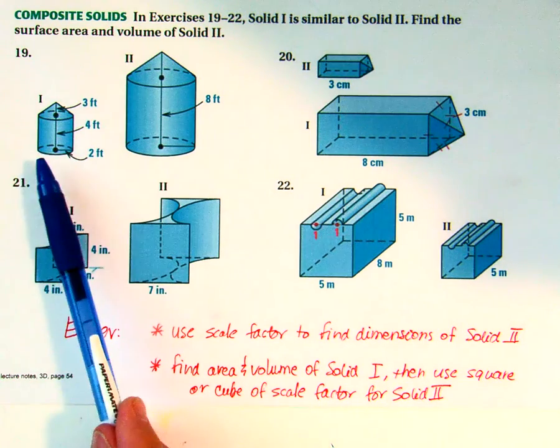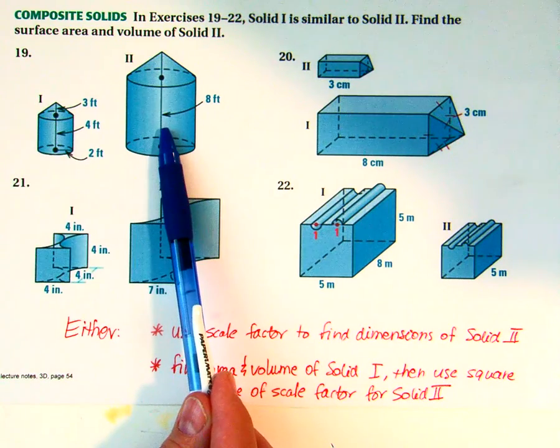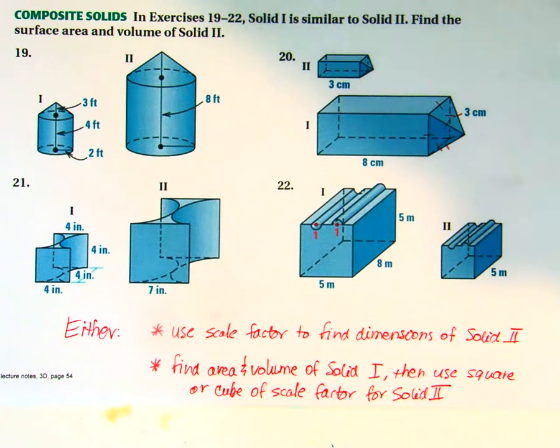Or you can calculate the one that you have all the dimensions in, and then multiply it by the square of the scale factor for the area, and for the volume, use the cube of the scale factor. So you can do it that way. Either way will work just fine.